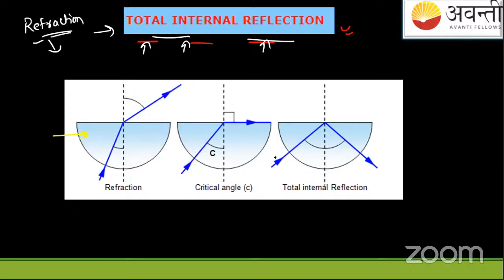Suppose some bowl is present and there is water in this bowl. You can take anything, glass or water in the bowl. Whatever it is, it has a denser optical property, so it is an optically denser medium. The refractive index of glass is 1.5, and of water is 1.33. Now suppose I project a ray from the optically denser medium to the optically rarer medium.